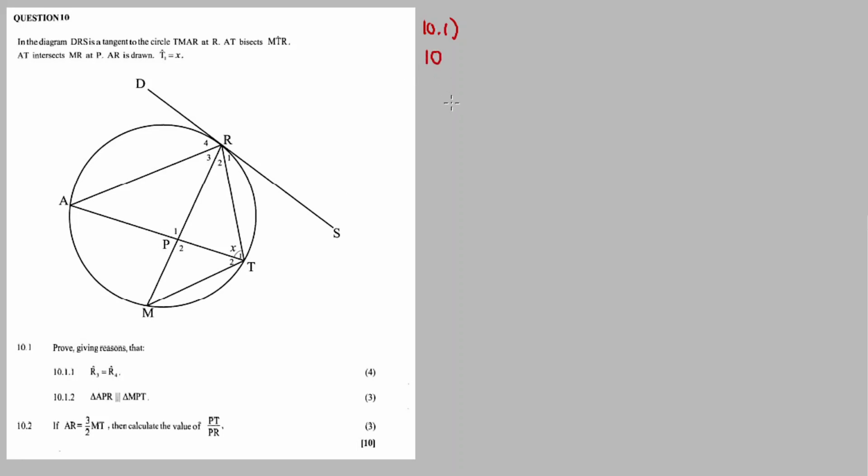R3 and R4 are equal. So if you look at these angles, R3 and R4 are not visible clearly. Let me rewrite it here. Let's prove that R3 is equal to R4. 10.1.1, here we go. So we want to prove that this angle is equal to this angle.